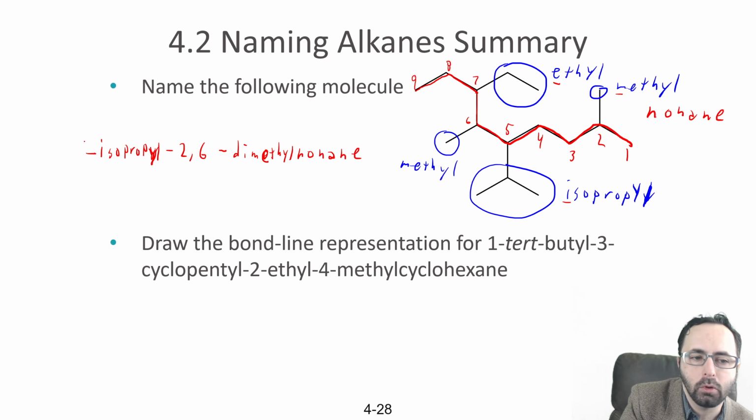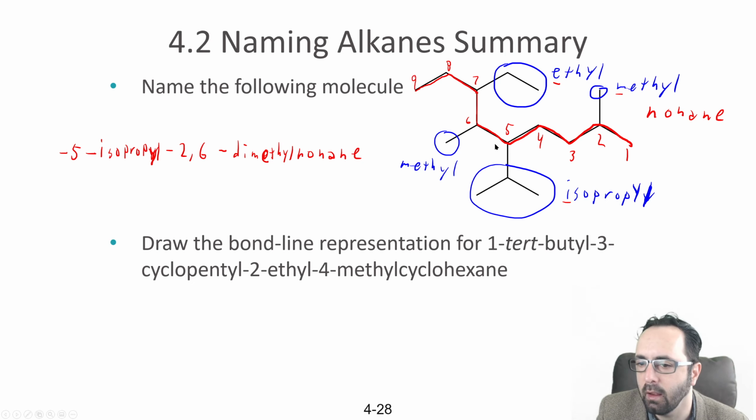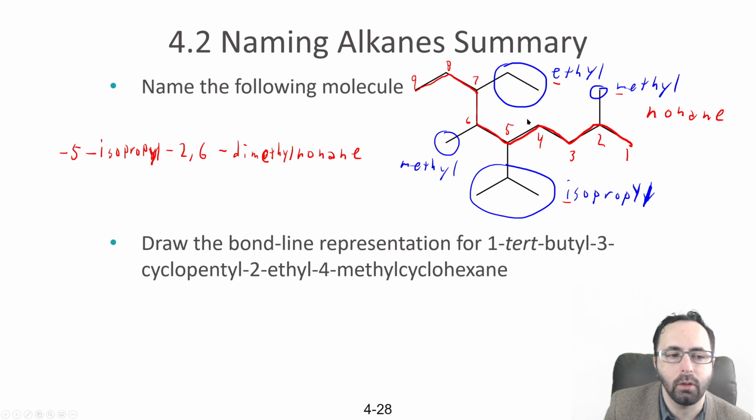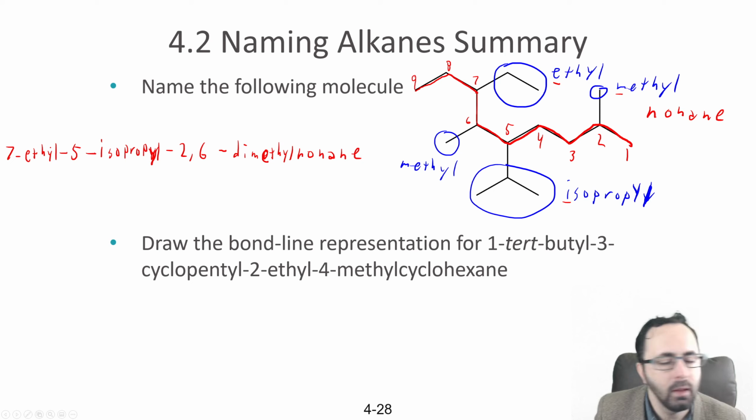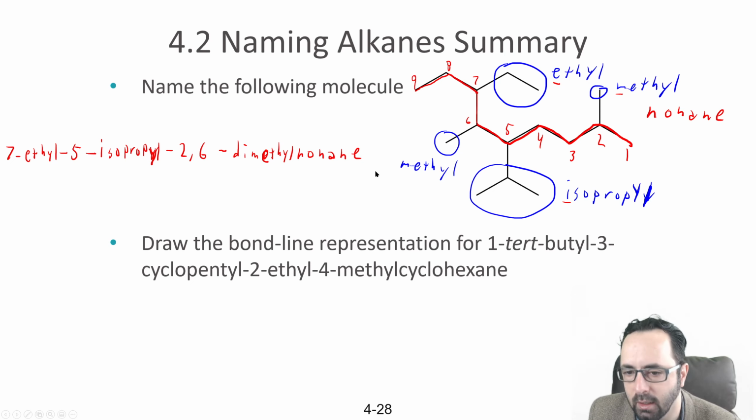We're going to put another dash. The isopropyl is on carbon number 5. And so we're going to say 5-isopropyl. Finally, we've got an ethyl on carbon number 7. So we're going to say 7-ethyl. 7-ethyl, 5-isopropyl, 2,6-dimethylnonane. Okay, and so that's going from the formula to the name.